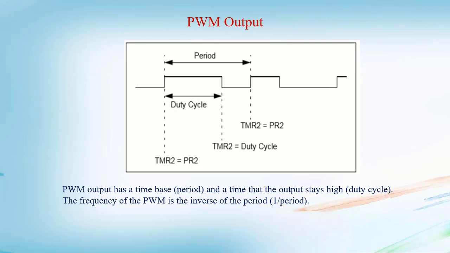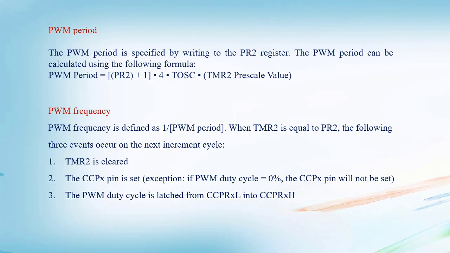So we can observe in the diagram, duty cycle period. Initially TMR2 equals PR2; after the completion of half cycle TMR2 equals duty cycle, and after the completion of the whole cycle, turn on time and turn off time, TMR2 will become equal to PR2, and that is called a period. So PWM period is specified by writing to the PR2 register.